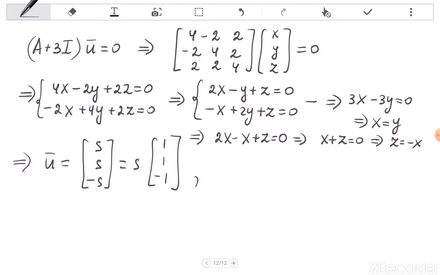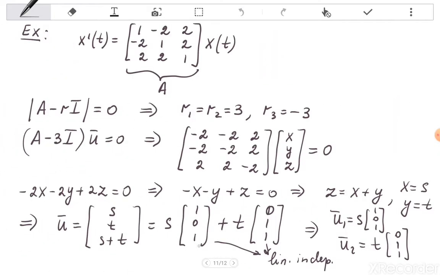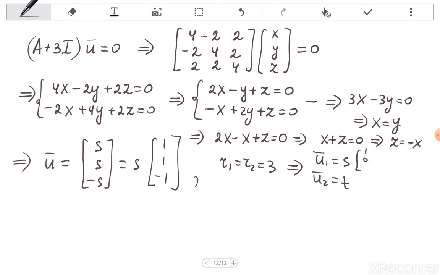So what we get overall for two eigenvalues, we get two families of eigenvectors. Let me just see what it was. So 1, 0, 1 and 0, 1, 1. And for the third eigenvalue, we get this family of eigenvectors.